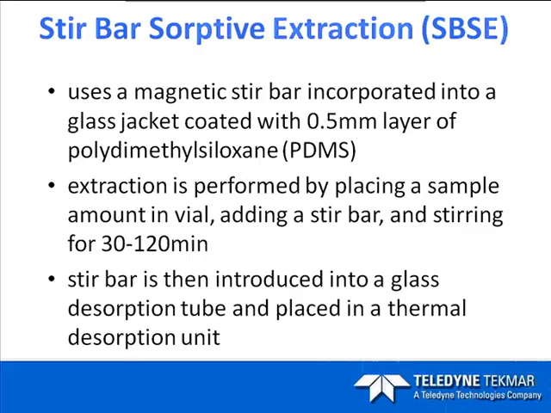With stir bar extraction, a little stir bar is actually put into the liquid, and then stirring occurs for about 30 to 120 minutes. Once again, depending upon your type of analytes and depending upon the type of sorbent material that's incorporated into that glass jacket. Once the extraction process is finished, we're then going to take that stir bar and introduce it into a glass desorption tube and place it into a thermal desorption unit.